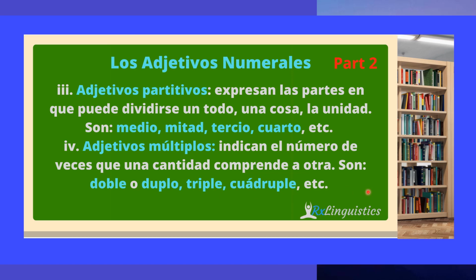So, numeral adjectives, we have los adjetivos numerales cardinales for counting, ordinales for ranking or expressing order, partitivos as part of a whole, múltiplos as multiple of something. So those are the four main types of adjetivos numerales.